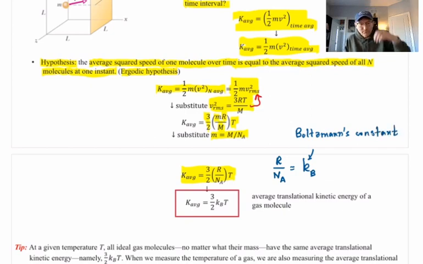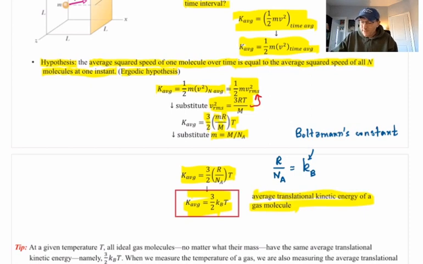Okay? And then you have a very simple result, amazingly simple, for the average translational kinetic energy of a gas molecule, or of the gas. Okay? 3/2 Boltzmann's constant times temperature. Okay? Average translational kinetic energy of a gas molecule. That's how we'll describe it.